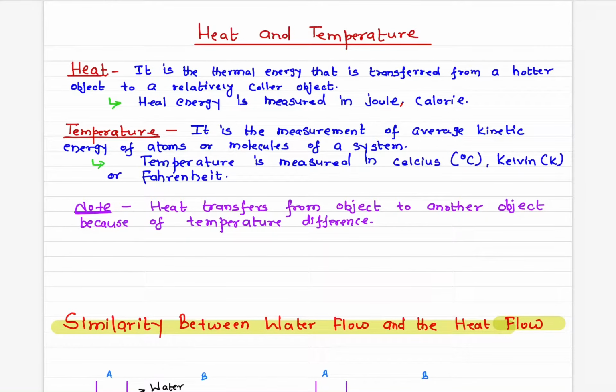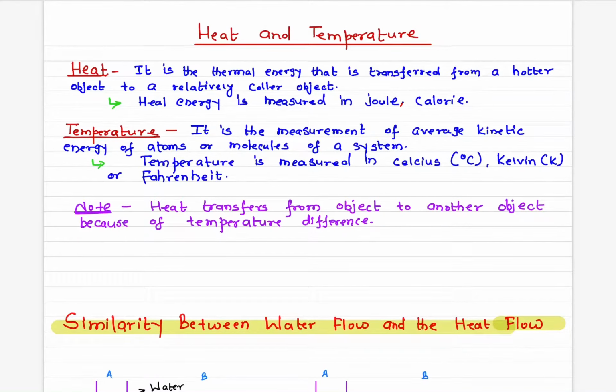So remember, heat means the thermal energy, and as there is a transfer of heat from one object to another object, there is a change in the temperature. Okay, so heat is always measured in energy, the unit of which is joule or calorie. So heat always transfers, and as a result of heat transfer, there is a change in the temperature.